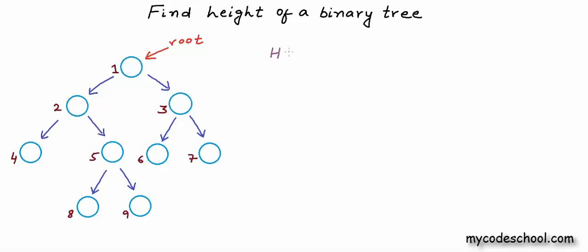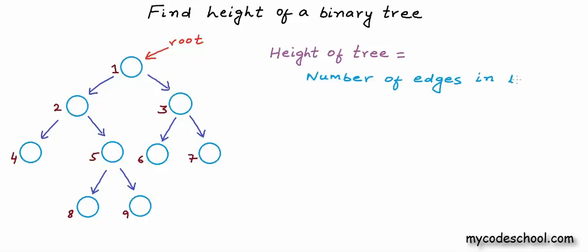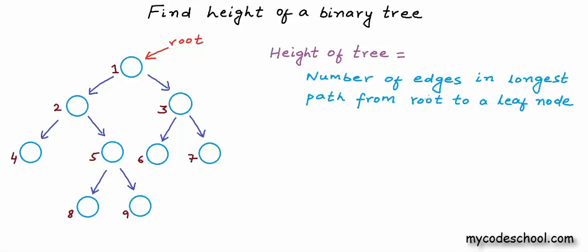Now height of a tree is defined as number of edges in longest path from root to a leaf node. In this example tree, 4, 6, 7, 8 and 9 are leaf nodes. A leaf node is a node with 0 children. Number of edges in longest path from root to a leaf node is 3. For both 8 and 9, number of edges in path from root is 3. So height of the tree is 3.